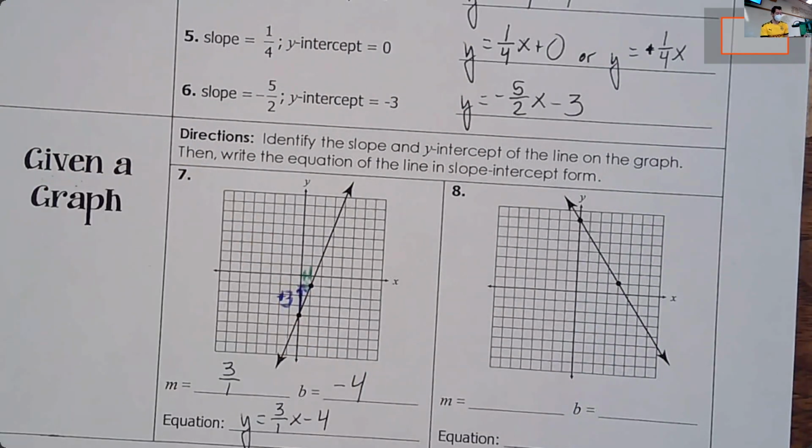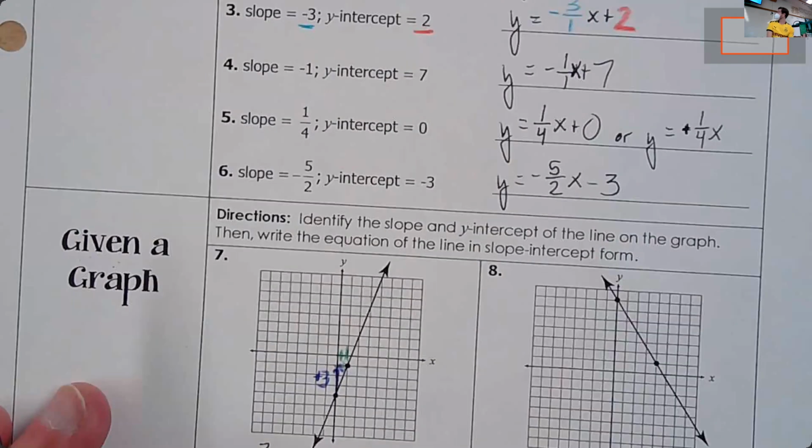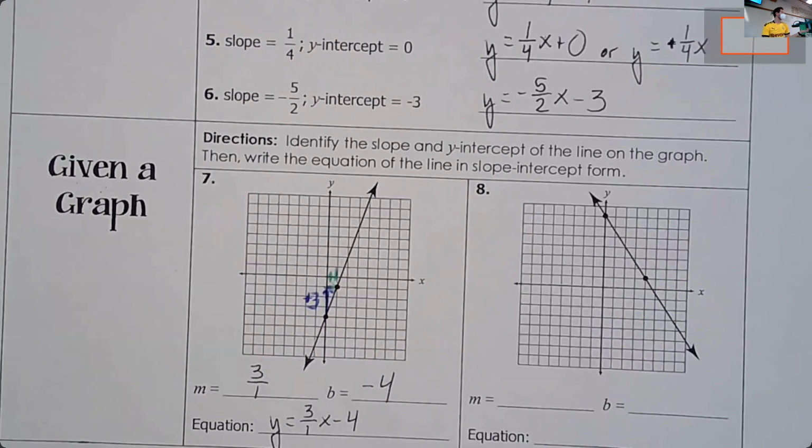Because once you have the slope and the y-intercept, we're doing exactly what we did on 1 through 6. So you figure out where the y-intercept is, you figure out the slope using what we used on Monday, which is the graph for the rise over run, and then plug into m and b just like we did on problems 1 through 6. Let's try number 8.